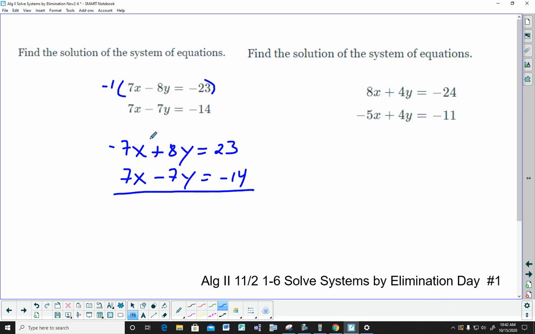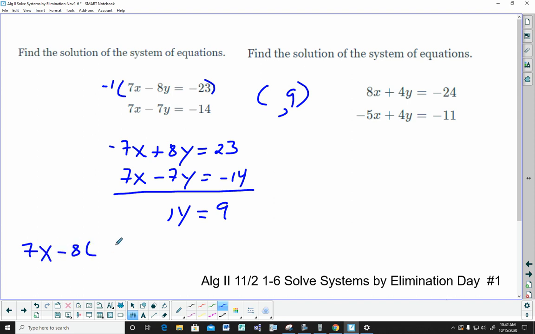Okay. Now when I add this together, these cancel, and I get 1y is equal to, what's that, 9? So y is 9. So there's half your answer. Y is 9. I've got to find the x. Fill it into either one. I'll do it to the top one.